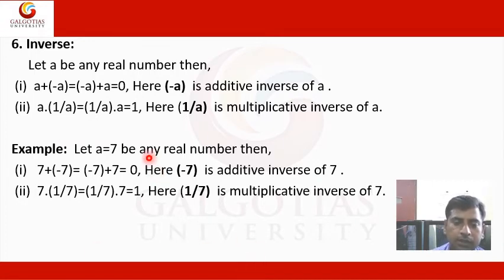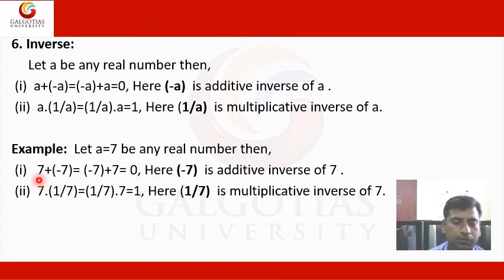Here 1 is the multiplicative identity. So on multiplying a by a number b, we have to get the multiplicative identity 1. So we have to multiply a by 1 upon a to get the multiplicative identity. So here 1 upon a is the multiplicative inverse of a. Here we are taking an example, let a be any real number.